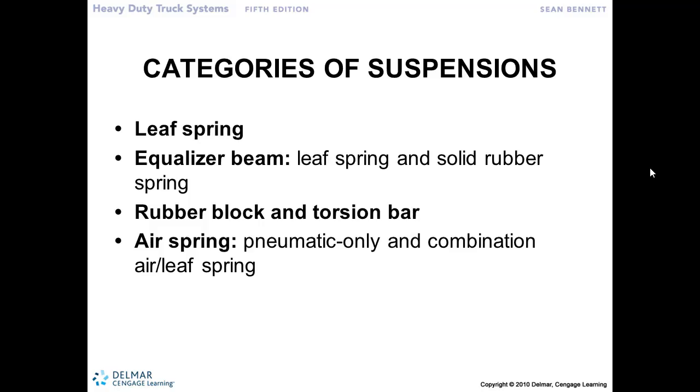Talk about some different suspension systems. Very popular, leaf spring suspension. Equalizer beam, we've got a couple of variations of that for light duty and heavy duty. We'll talk about the characteristics that make those suitable for the different conditions. Rubber block and torsion bar, so a very heavy-duty suspension. Air spring or airbag air suspension, by far the most popular. It's using air pressure to compensate for changes in load and changes in frame height.